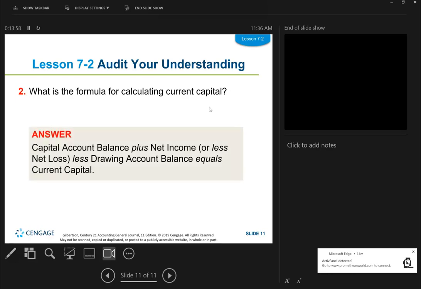The formula to calculate current capital is the capital account balance plus net income or minus net loss, minus drawing account balance, equals the current capital. So starting money, plus or minus any money made by doing business, minus the money the owners withdrew for their own personal needs, gives you the current money in the bank.